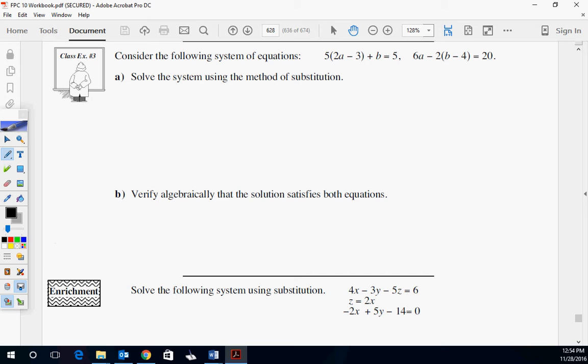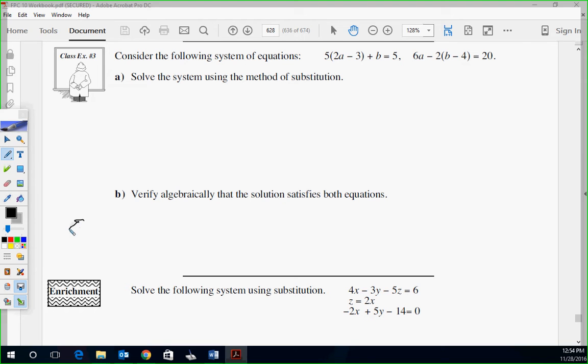Okay, consider the following system of equations. 5 times 2a minus 3 plus b equals 5. 6a minus 2 times b minus 4 equals 20. So first off, who cares about a and b? It's the same thing as x and y. Just think of a as x, b as y. I'm saying this in terms of if we want to check by graphing, or verify, doesn't matter.